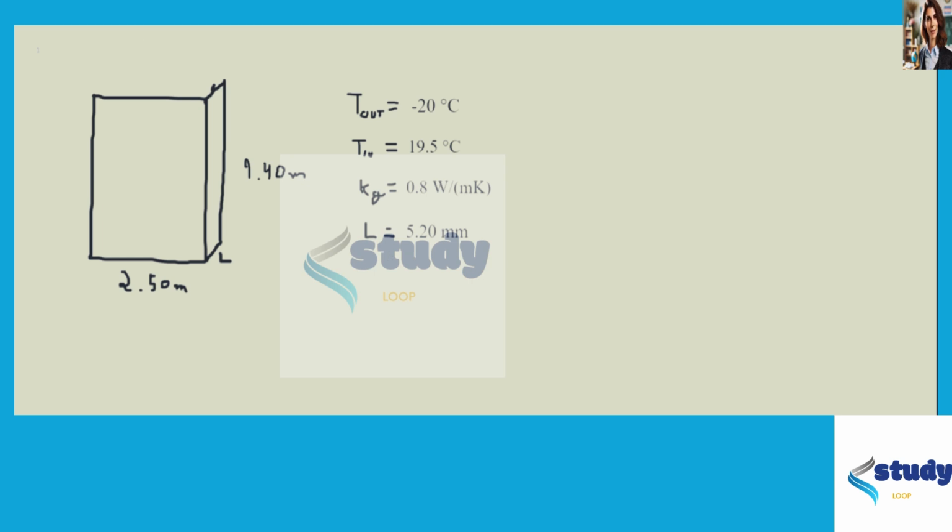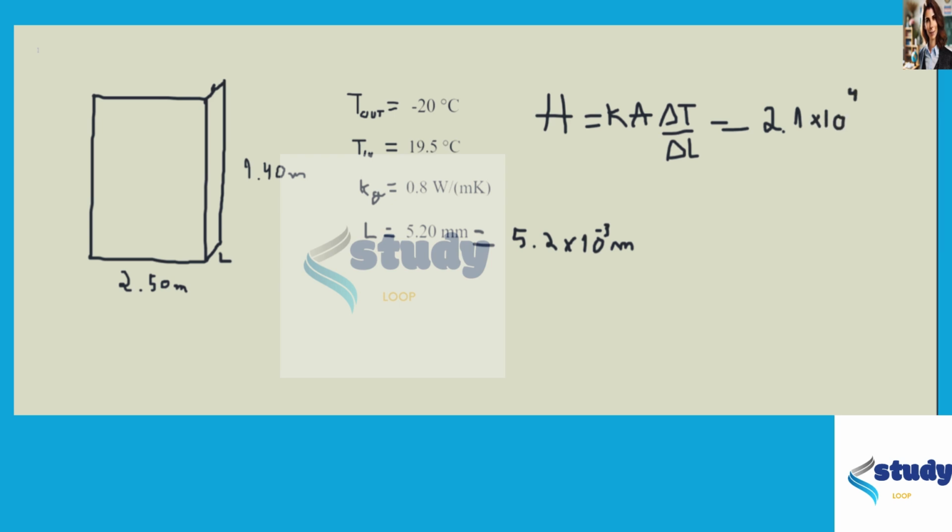So to find the heat flow, we just need to write the rate flow equation: kappa A delta T over delta L. And we have all the information that we need to find this. So substituting here, remember to convert millimeters to meters. In this case, this will be 5.2 times 10 to the minus 3 meters. And then the heat flow will be just 2.1 times 10 to the 4 watts.